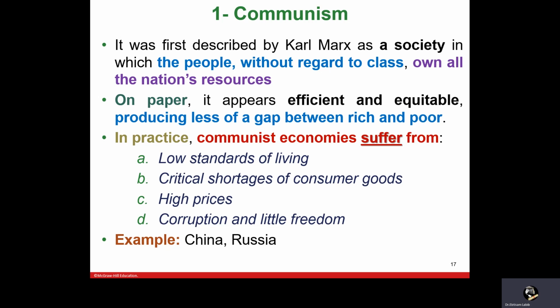They will not have enough money to buy consumers' goods. So that will make the businesses not produce consumers' goods because people cannot buy them, and that will set high prices on the available products that are produced in that society. Of course, that will open room for corruption and little freedom for the people who live in that communist society. Examples of communist nations are China and Russia.